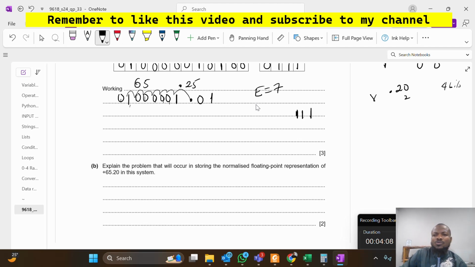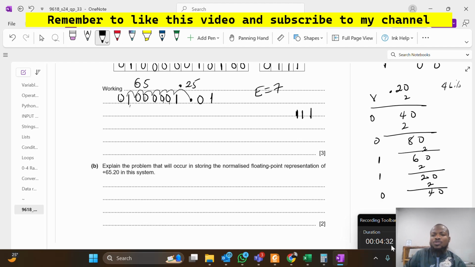So you multiply by 2, 2 times 0 is 0, 2 times 2, 4, the remainder is 0. Multiply by 2, 2 times 0 is 0, 2 times 4, 8. Multiply by 2 again, 2 times 8, 16, then the remainder is 1. Multiply by 2, 2 times 6, 12, the remainder is 1. Multiply by 2, 2 times 4, the remainder is 0. It continues, it will never converge. So since it can never converge, just take the first 4 bits.